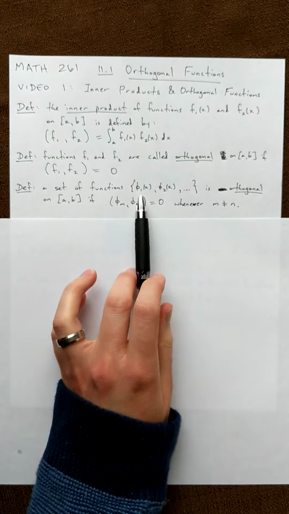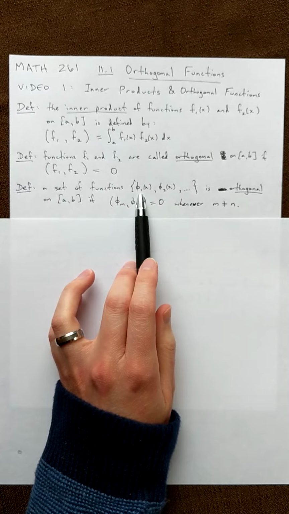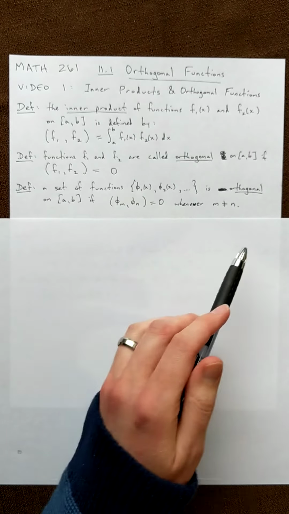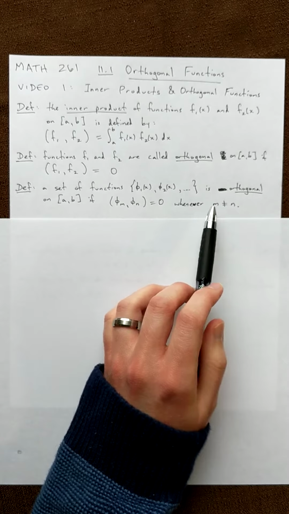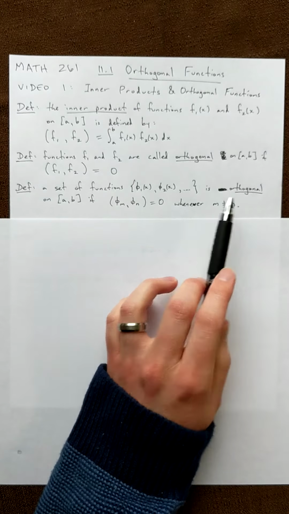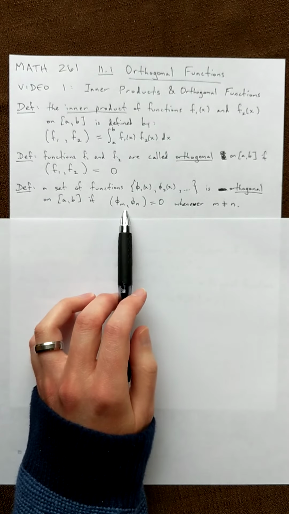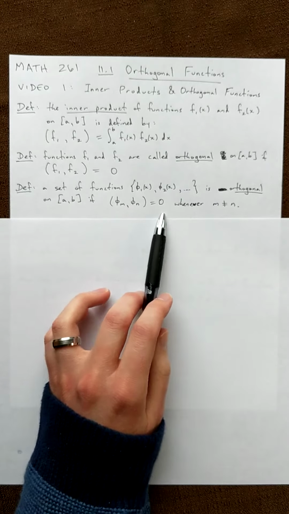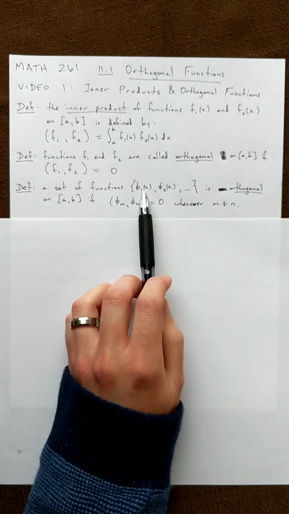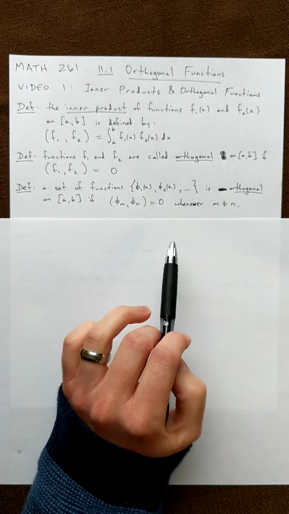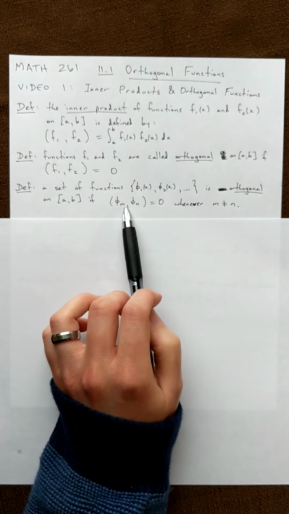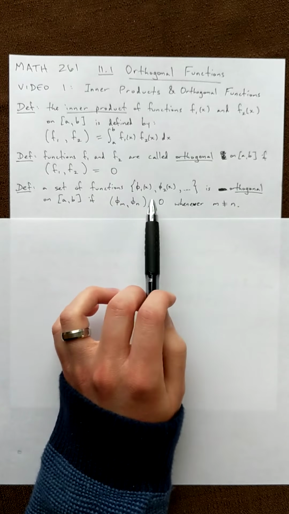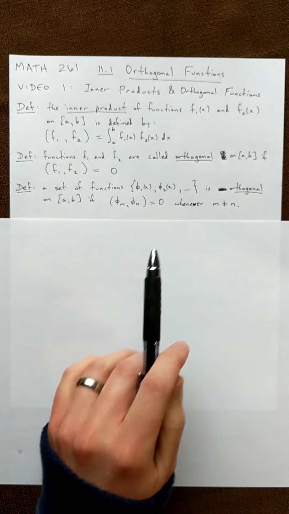If we have multiple functions, I'm using the Greek letter phi: phi1, phi2, dot dot dot. A set of functions, there might be 2 or 3, or there might be infinitely many of them. The set will be orthogonal if every pair of the functions has the inner product equal to 0. So we don't necessarily need phi1 with phi1 to have the inner product be 0, but phi1 with phi2, phi1 with phi3, and phi2 with phi3, all those should be 0.